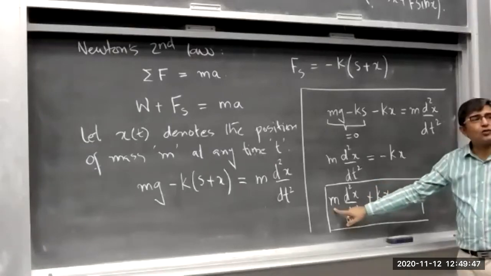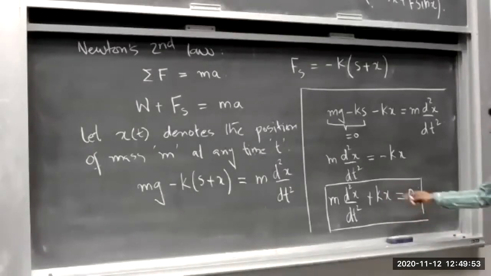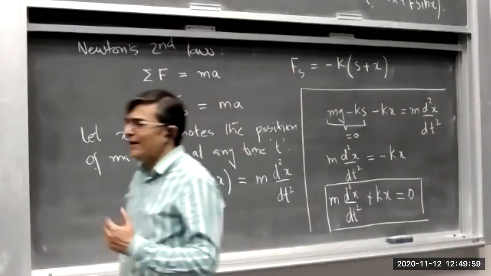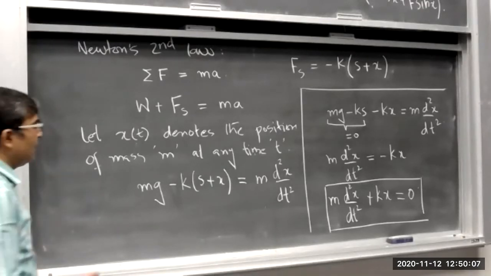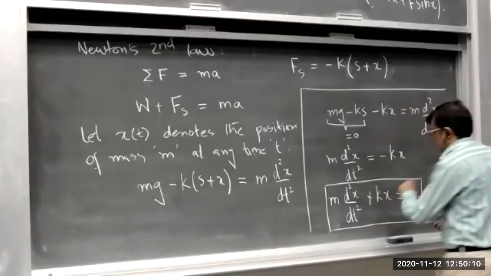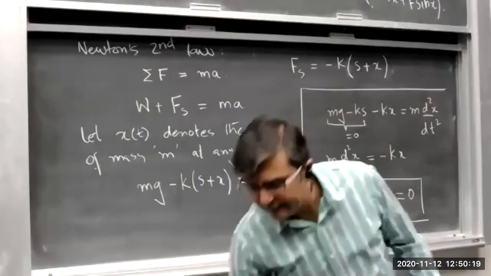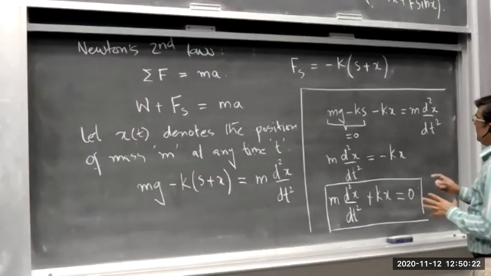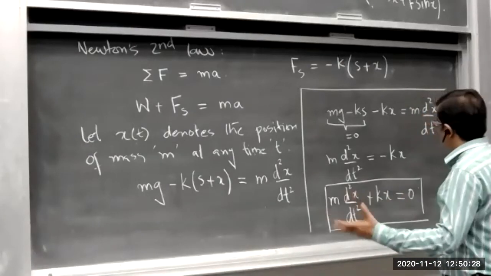It is m, a constant, d square x by dt square plus k times x, where k is a constant. This k is called the spring constant. Basically, it depends on the properties of the material of the spring, how stiff that spring is. There are other things involved in the value of k, but you can remember that mainly the value of k depends on the stiffness of any particular spring.